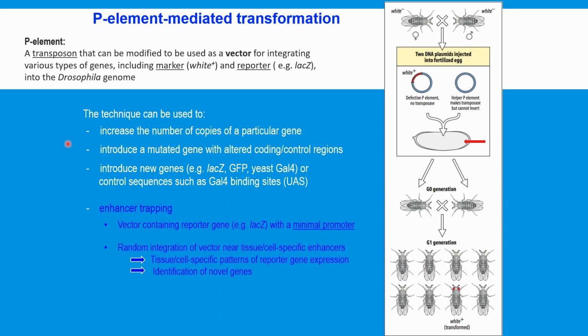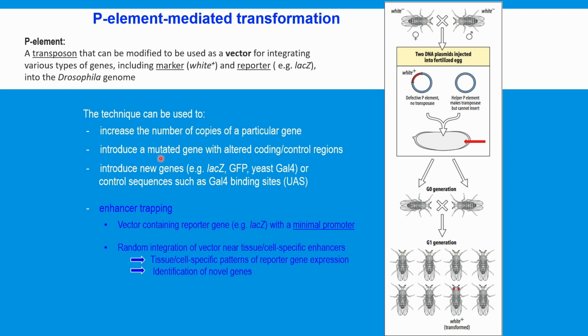The technique can be used to increase the number of copies of a particular gene. So if you have a mutant generated by one type of mutation or another, you can put the wild type gene in this vector, inject it into that mutant, and see if you can rescue the phenotype by putting back the wild type gene. Or you could overexpress a gene this way if you wanted to as well.